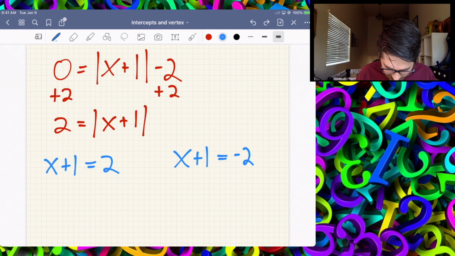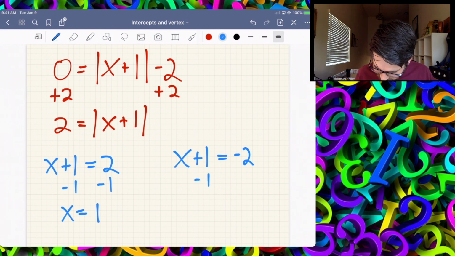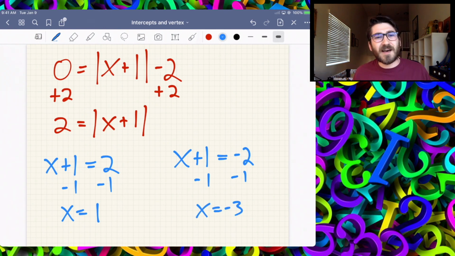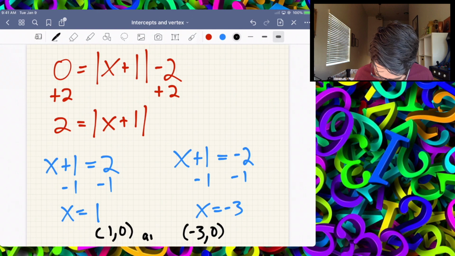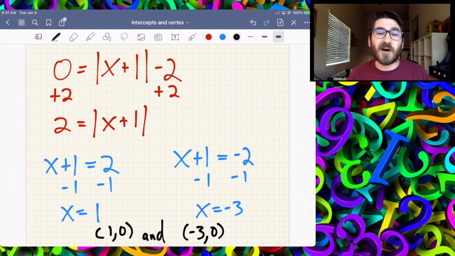Let's first do the left-hand equation here. Minus 1, we get x equals 1. And on the right, we get x equals negative 3. So these are the values of x when y equals 0. So we're going to write our final answer, or answers, like so. 1, 0, and negative 3, 0. And these are going to be the 2 points on our graph that cross the x-axis.